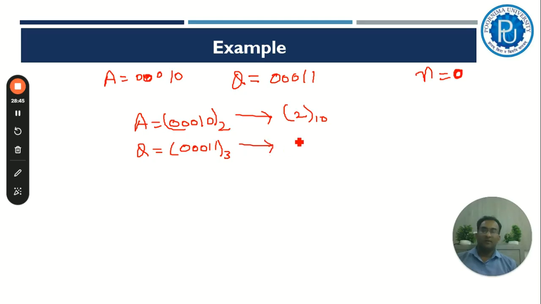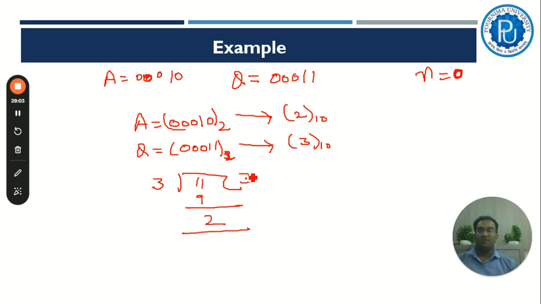So this will become 3 in decimal. So as we were performing 11, we were dividing 11 by 3. So 3 threes are 9, and the remainder will be 2 there. So see that the value of the quotient is held by Q after the final step, and the value of the remainder is provided by the accumulator.